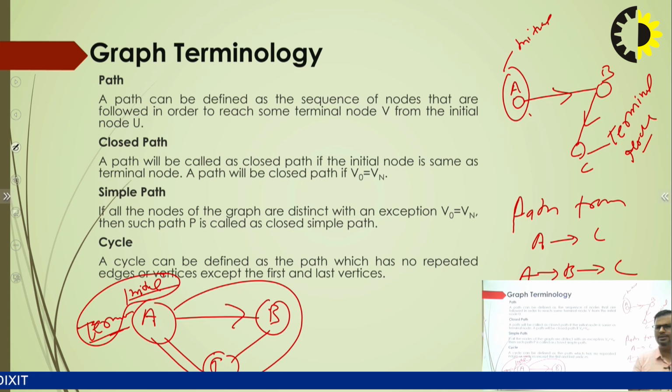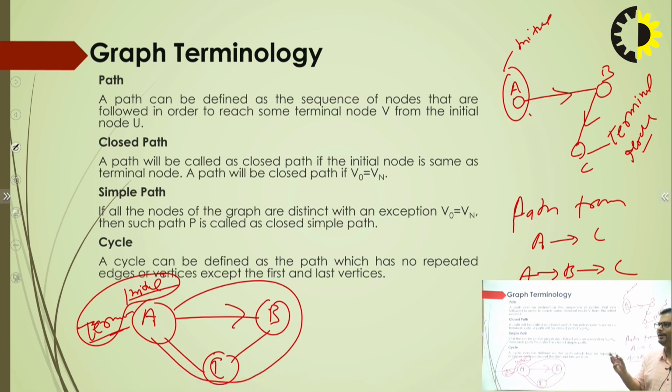Simple path means you can say that an ordinary graph is also considered from an initial vertex to a terminal vertex. Means if all nodes of the graph are distinct with an exception that v0 is equal to v1, then such a path is called a closed simple path. Exception means we cannot consider it a closed path.